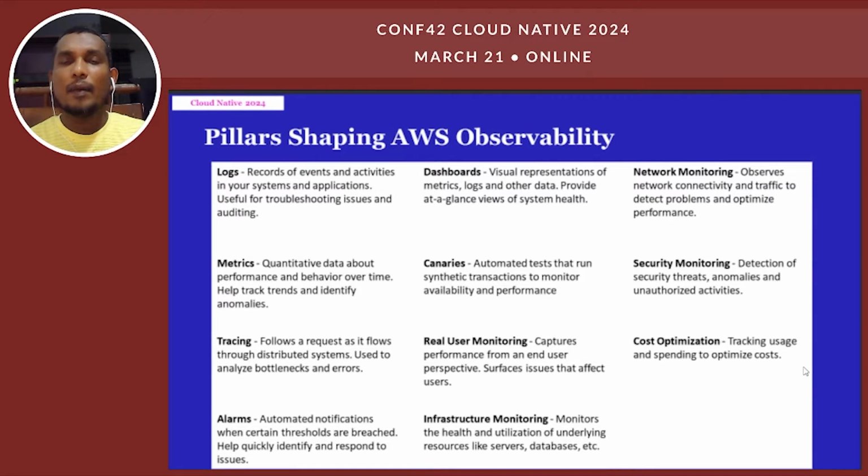So when we are building AWS based observability, what are the key pillars? Obviously there are a lot of pillars, and I'm going to touch upon a few. One of the main things is logs. As you might know, logs are the most ancient type of observability element. They would have been there when distributed systems or computer systems started. Logs have been used as a way of auditing or even troubleshooting purposes.